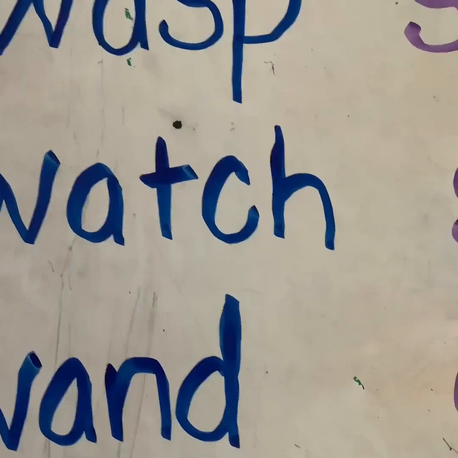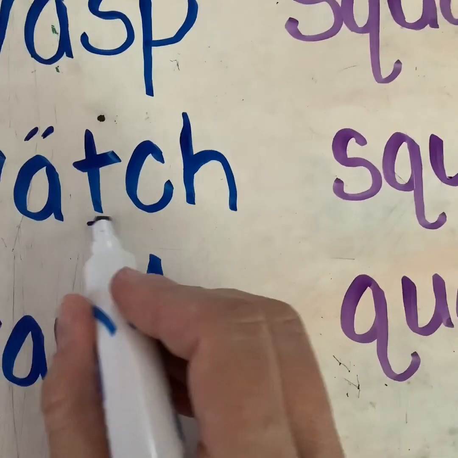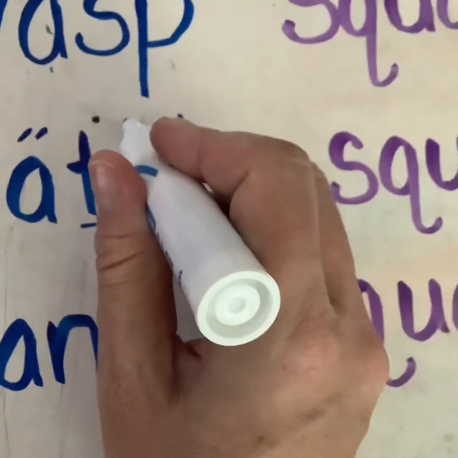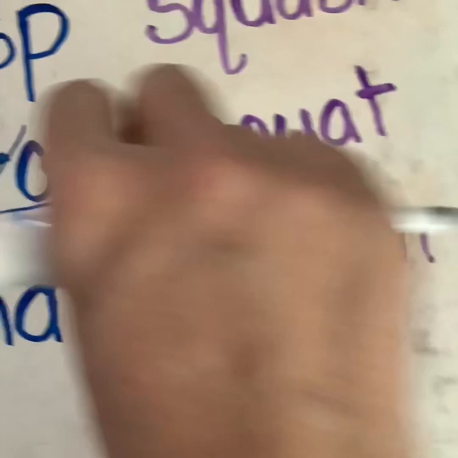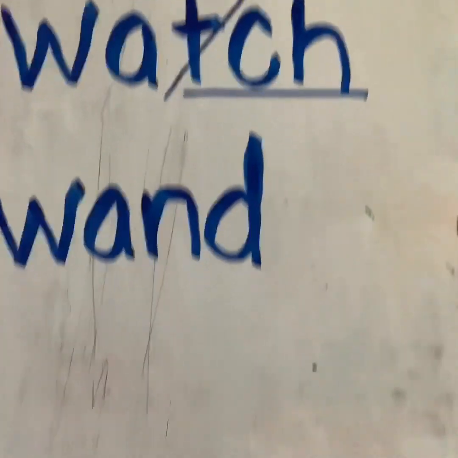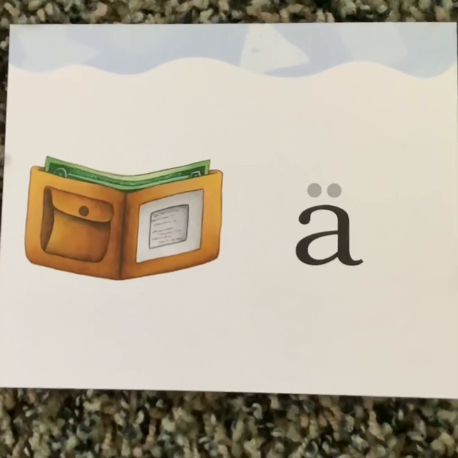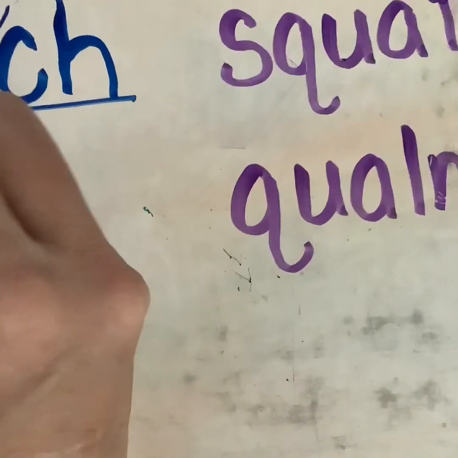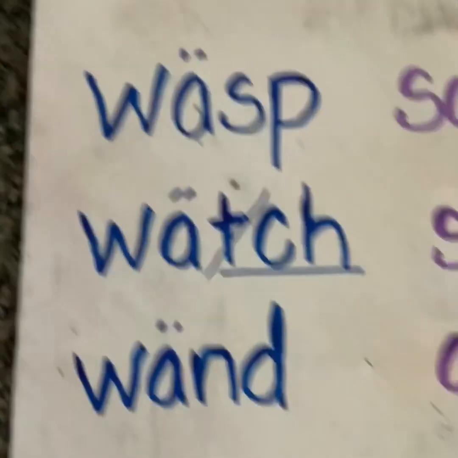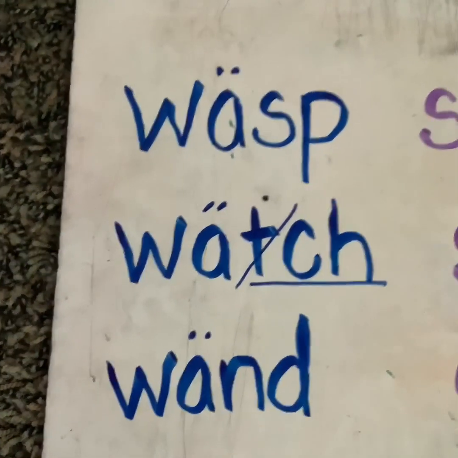Now I look at watch. I have my ah again, 2 dots, and I have my TCH, but remember I don't hear the T doing any work. Sorry, that little dot's on my board already. Down here I have wand. The A is making the ah sound, so once again, after W, when we have an A, it says ah. To let us know that A says ah, we put 2 dots. Let's read those words again. Wasp, watch, and wand. Good job.